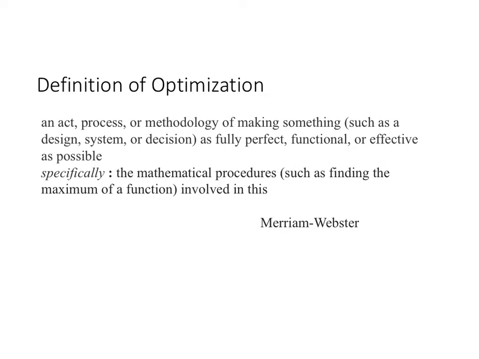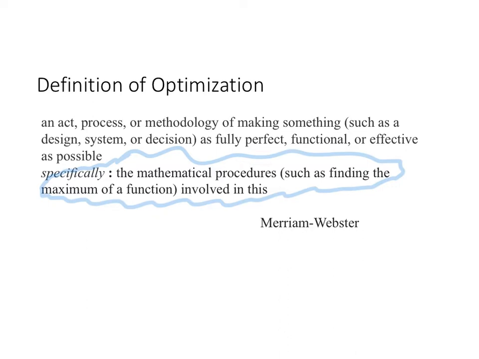Merriam-Webster describes optimization as an act, process, or methodology of making something, such as a design, system, or decision, as fully perfect, functional, or effective as possible. Specifically, the mathematical procedures, such as finding the maximum of a function, involved in this. I think that second part of the definition is the one that we have to be focused on here: the mathematical processes, such as finding the maximum of a function.